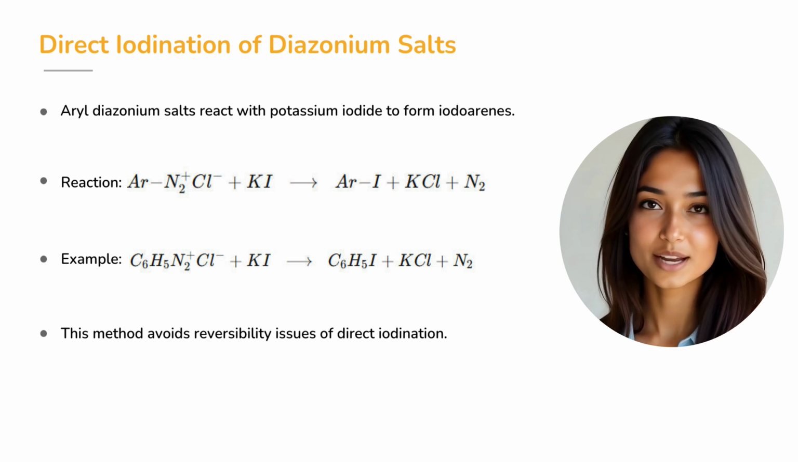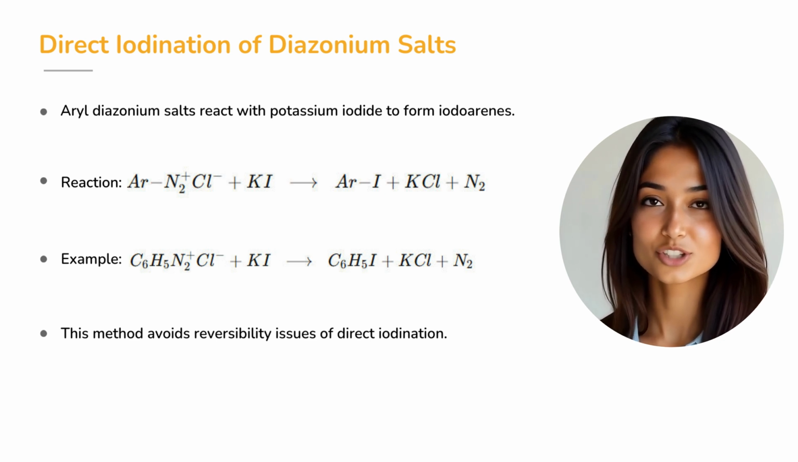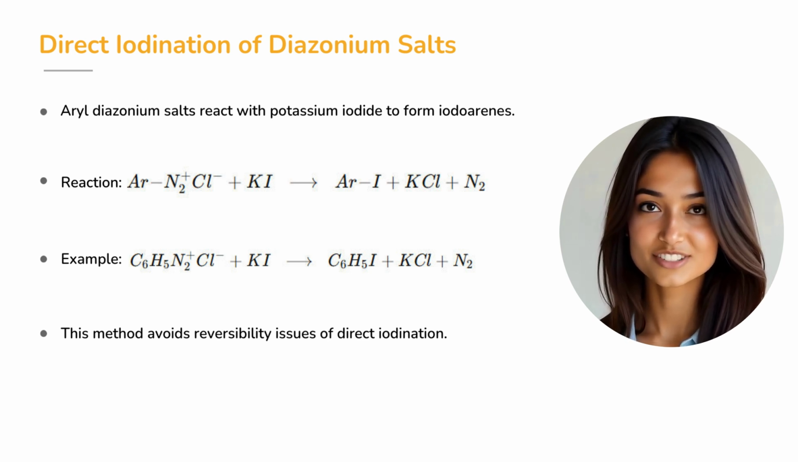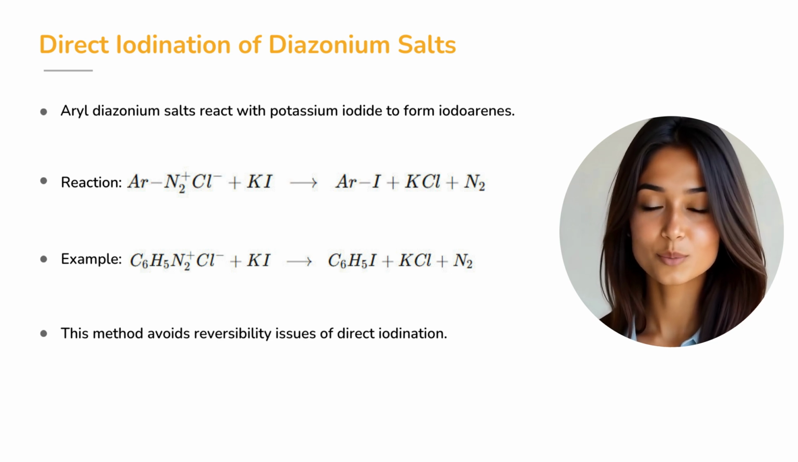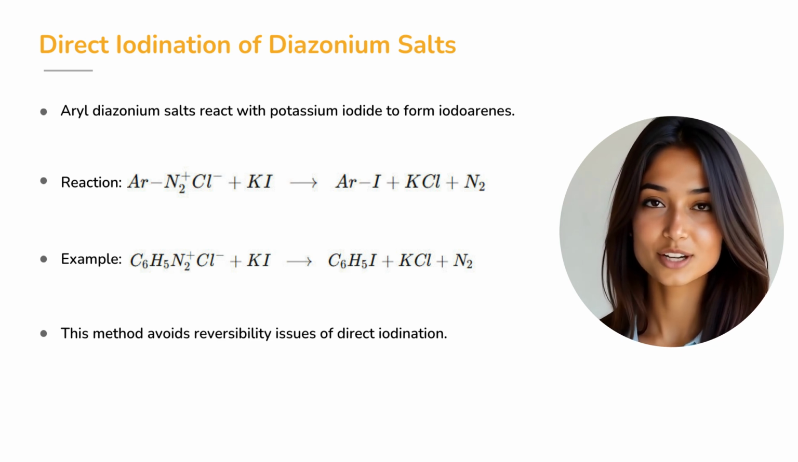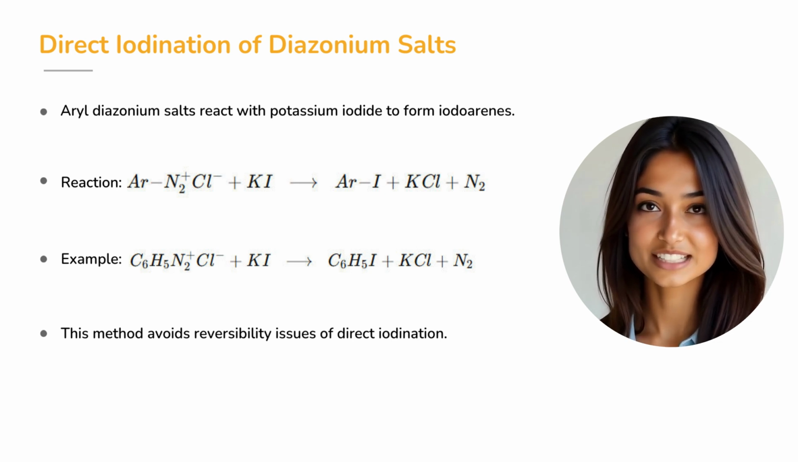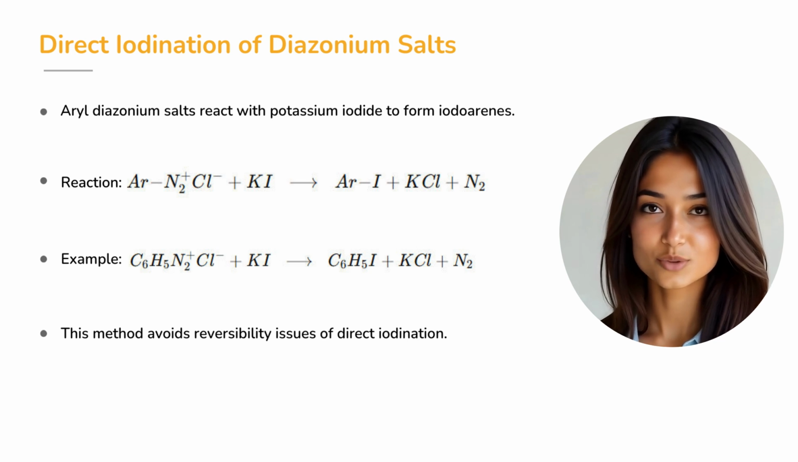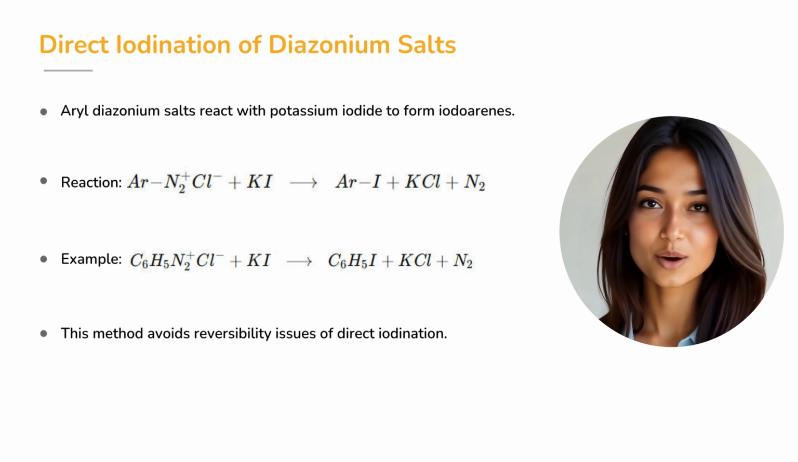Now let's see how we can prepare iodoarenes. Interestingly, iodination of benzene through electrophilic substitution is not efficient because the reaction reverses easily. But diazonium chemistry gives us a simple solution. Benzene diazonium chloride, when treated with potassium iodide, directly forms iodobenzene, releasing potassium chloride and nitrogen gas. This reaction doesn't require any copper catalyst. Just shaking the diazonium salt with potassium iodide is enough. That's why diazonium salts are considered the most practical route to aromatic iodides.